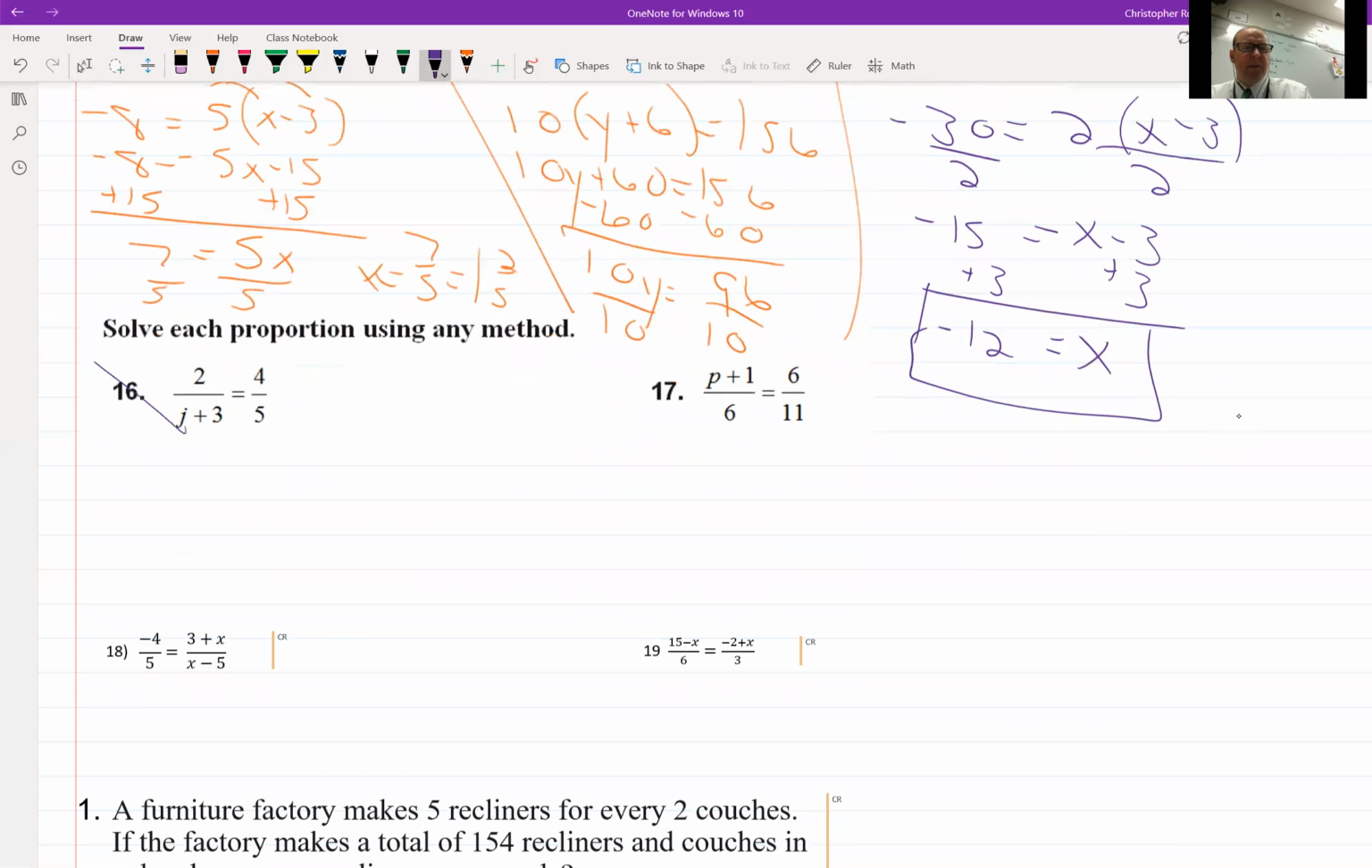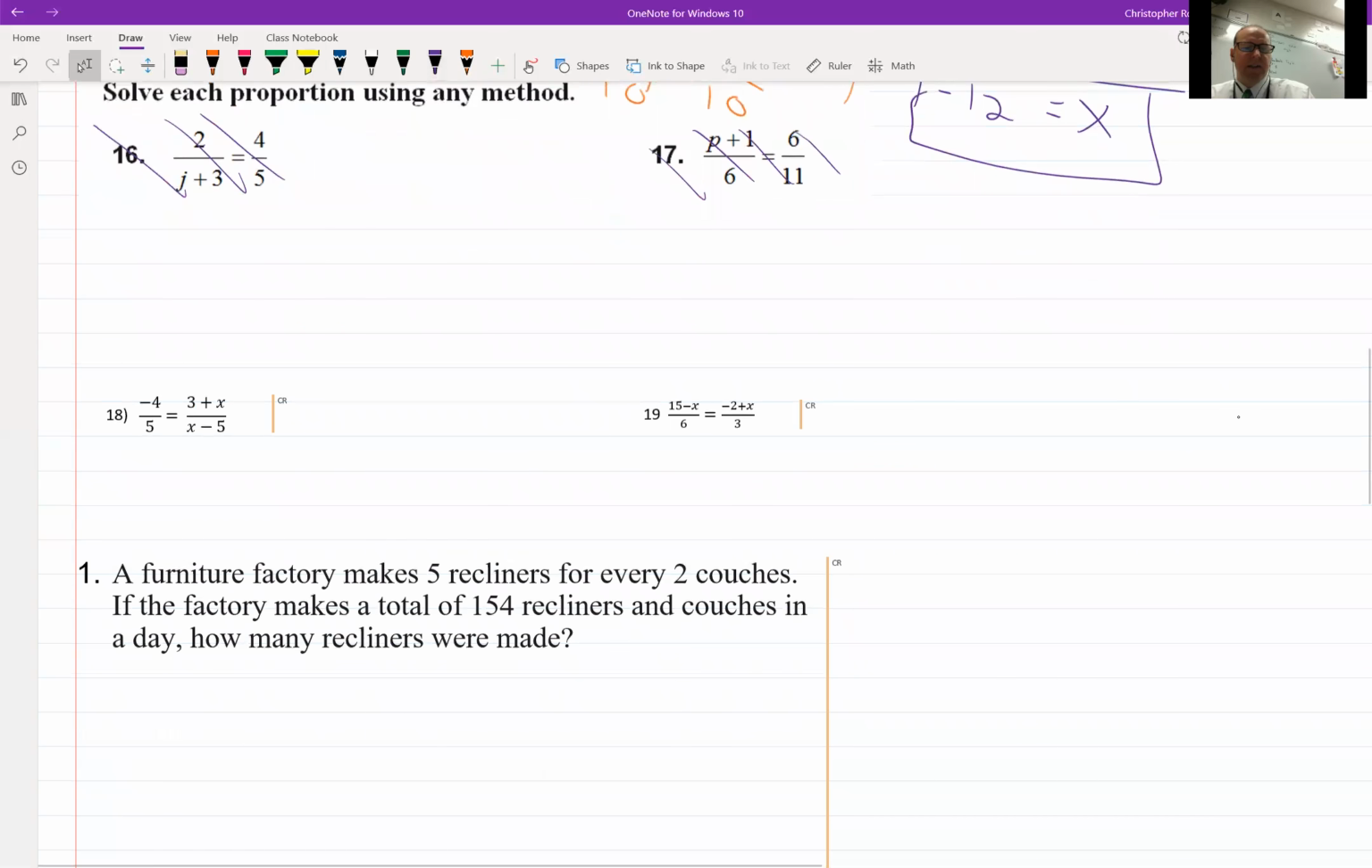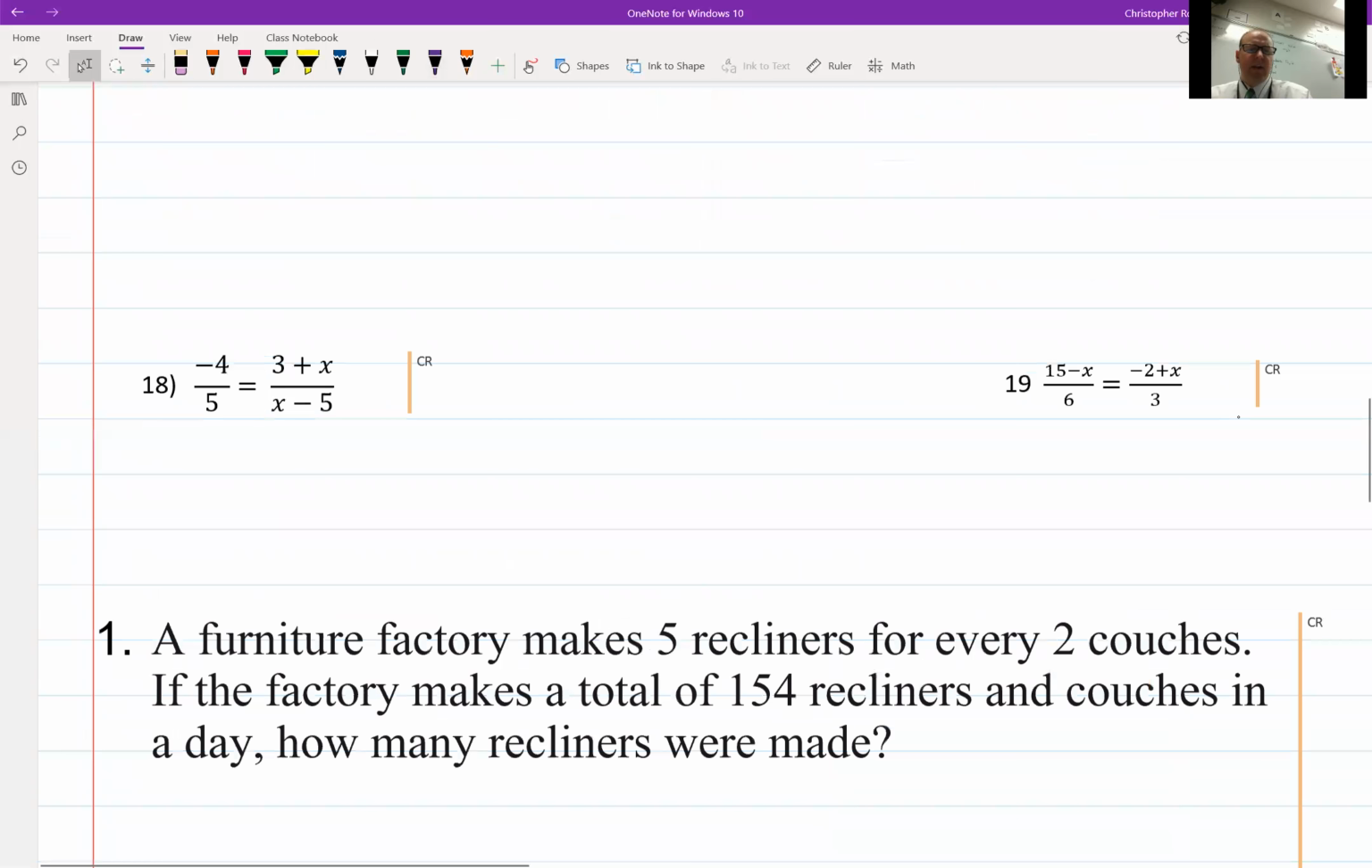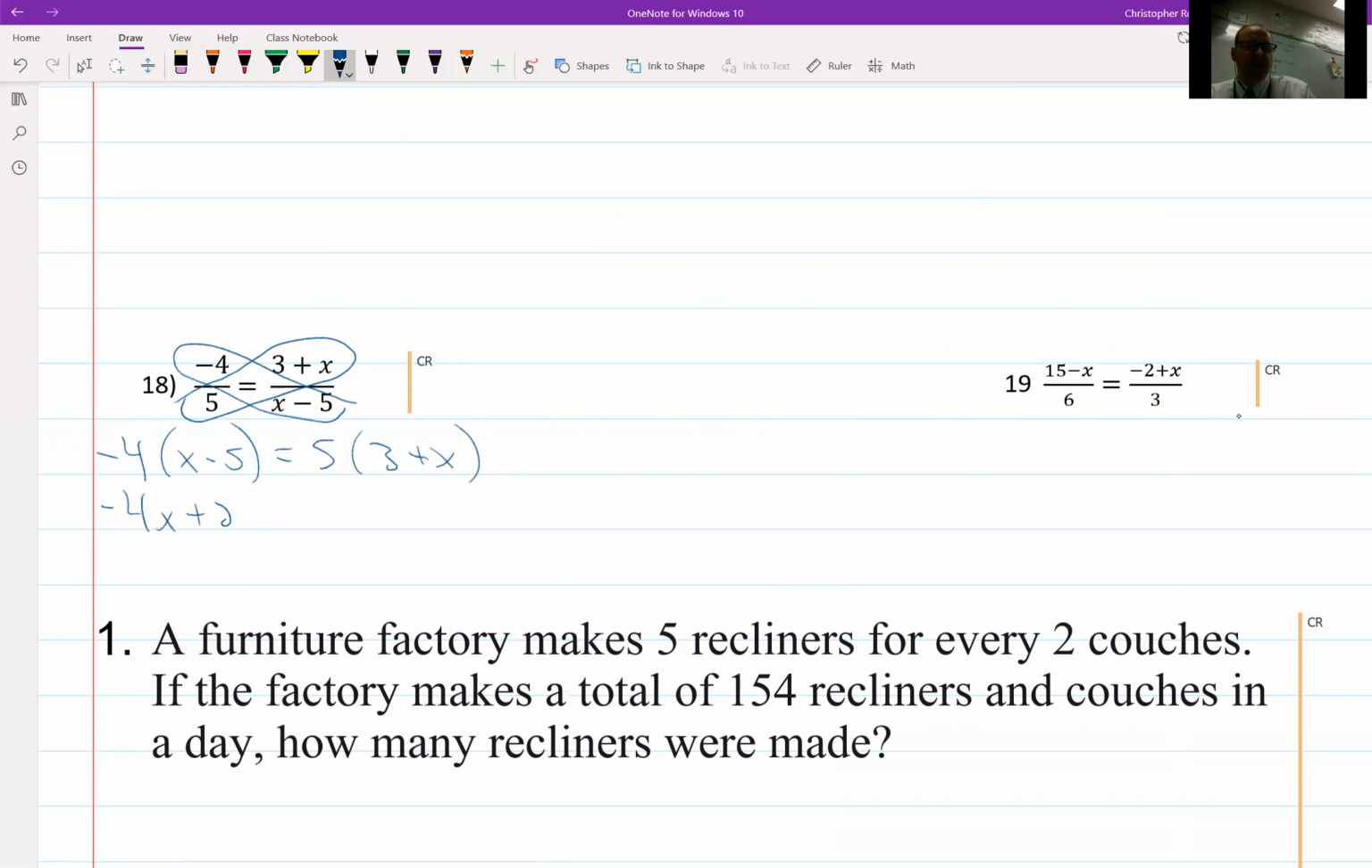All right, these look like a repeat. Okay, so let's jump down to 18 and 19 and see how they're a little bit different, a little more involved. -4x minus 5. All right, we're used to that. Oh, I see. Now this side is 5 times 3 plus x. So we're going to have to distribute on both sides. Right, distribute on both sides.